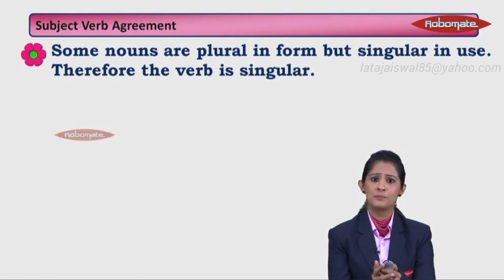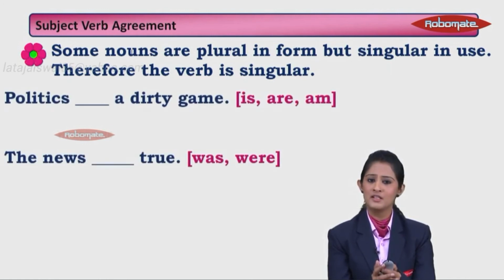Next one. Some nouns are plural in form but singular in use. Means originally they have the letter s, because in English generally we add s to make something plural. Therefore, the verb is singular. For example, politics dash a dirty game. Now politics is actually a single word, a singular word. Can we say politic and politics, or physic and physics, which is your subject? No. So politics is originally a singular word. Don't get misled. Politics ends with s, but this is a singular word and hence we use a singular verb. Politics is a dirty game.